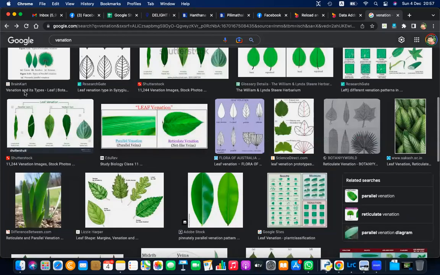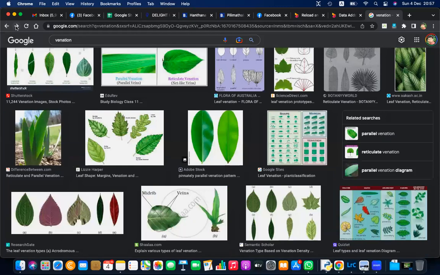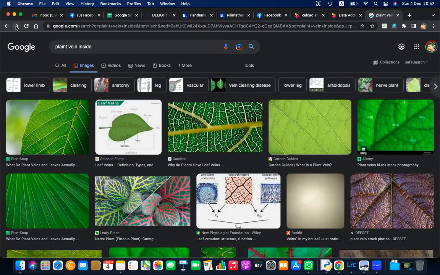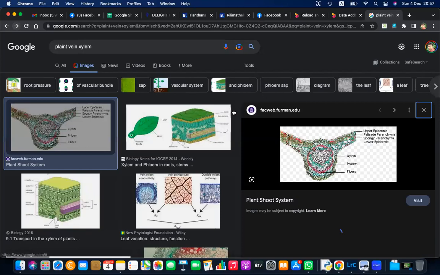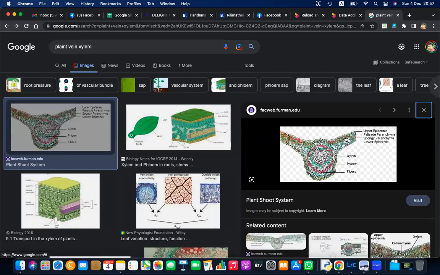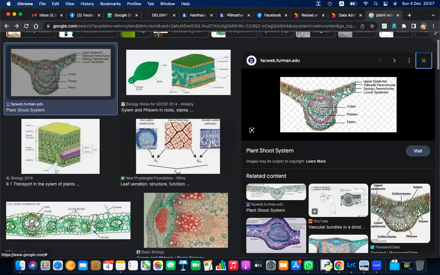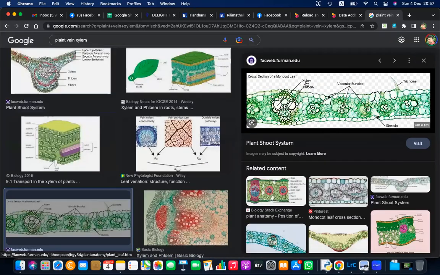If you look through these veins at what is inside, you can see something like this. But this is a microscopic view. Normally, you cannot see that with your naked eye. In this picture, you can see xylems and phloems. Xylem transports water and minerals, phloem transports food. That is what is inside these veins.